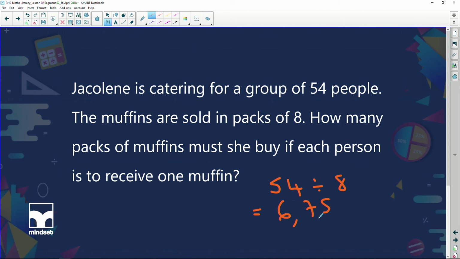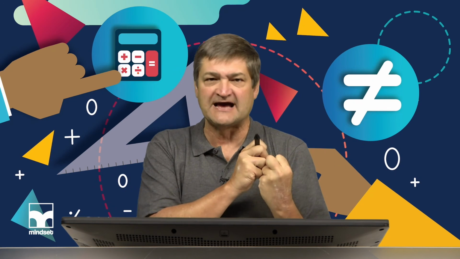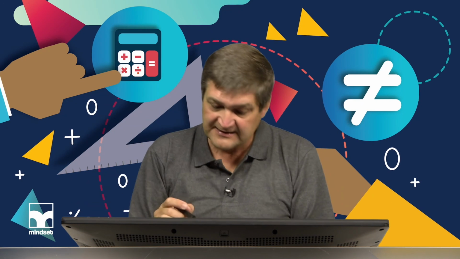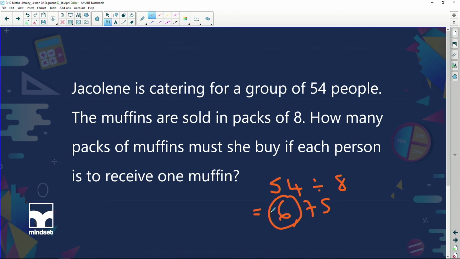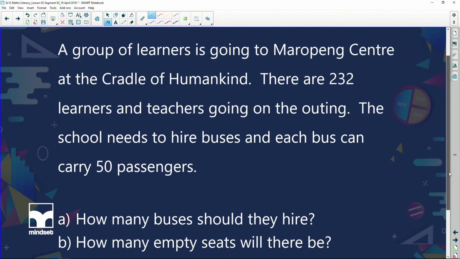So I've got to buy 6,75 packets of muffins. Now, if I go into a shop and I buy 6 whole packets, take another packet and rip it open and only take some of the muffins out, that shopkeeper is going to be very, very annoyed with me. So either I buy 6 packets or I buy 7. Now, if I buy 6 packets, I'm not going to have enough muffins. So I've got to buy 7 packets. Even if it was 6,001, my answer, I would still have to buy 7 packets of muffins. Okay, very quickly, and then we're going to end off with this.